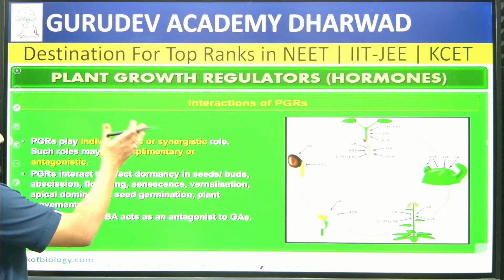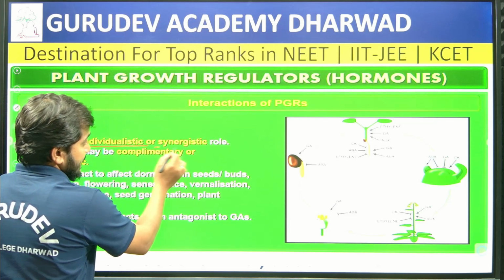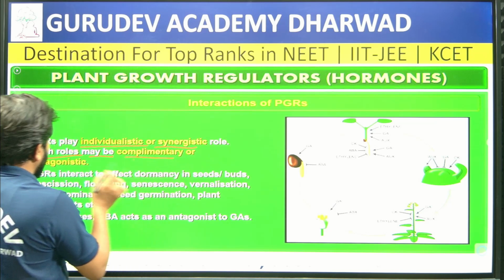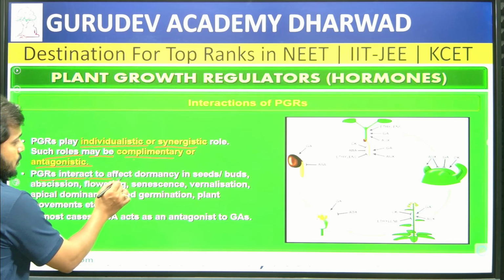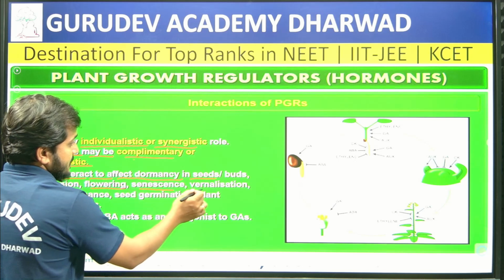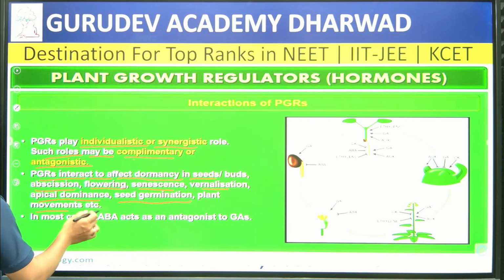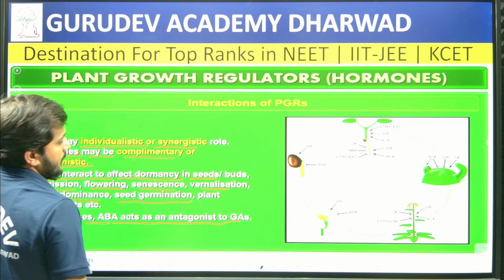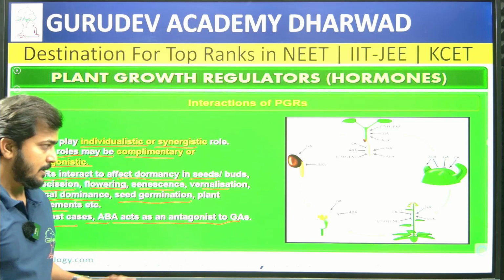So majorly, regarding interactions of PGRs, if you consider, PGRs play individualistic or synergistic roles. Such roles may be complementary, or even antagonistic. So PGRs interact to affect dormancy in seed buds, abscission, flowering, senescence, vernalization, apical dominance, seed germination, plant movement, etc. And in most cases ABA acts as an antagonist to GA, that is gibberellic acid. So that is important.